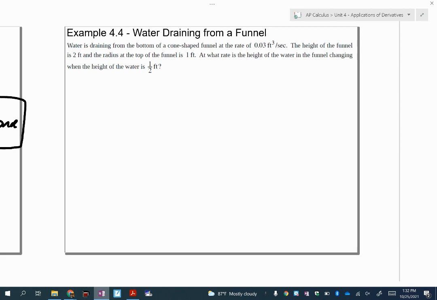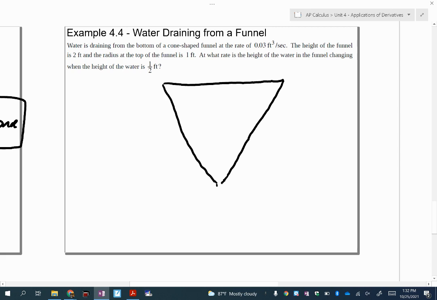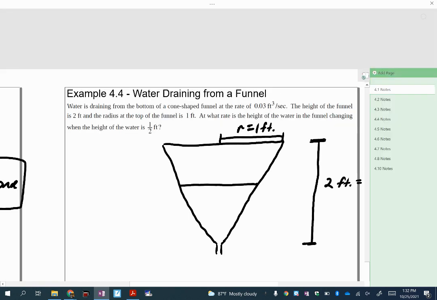All right, so I'm going to draw a sketch here. I'm just going to draw a triangle for my funnel. This is supposed to be a cone. We have the water coming out. Let's start with the height of the funnel, which is 2 feet. And then we have the radius, which is 1 foot. I'm not sure where the water is, but it's just a sketch, and I'll color it in with some blue.